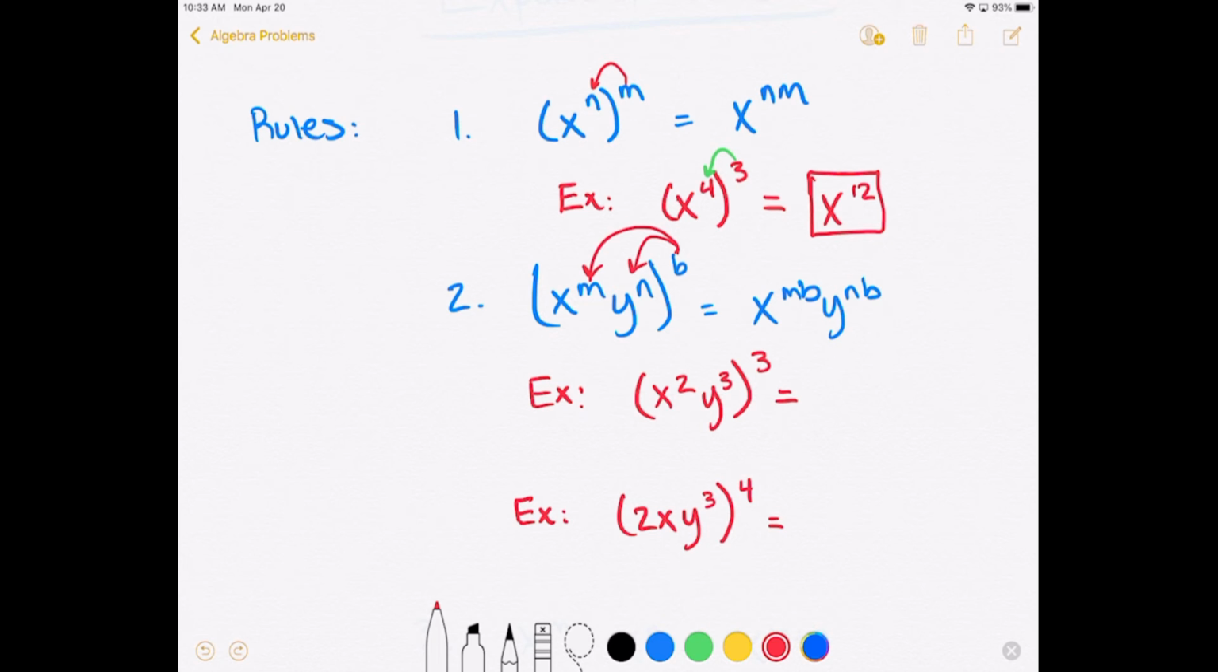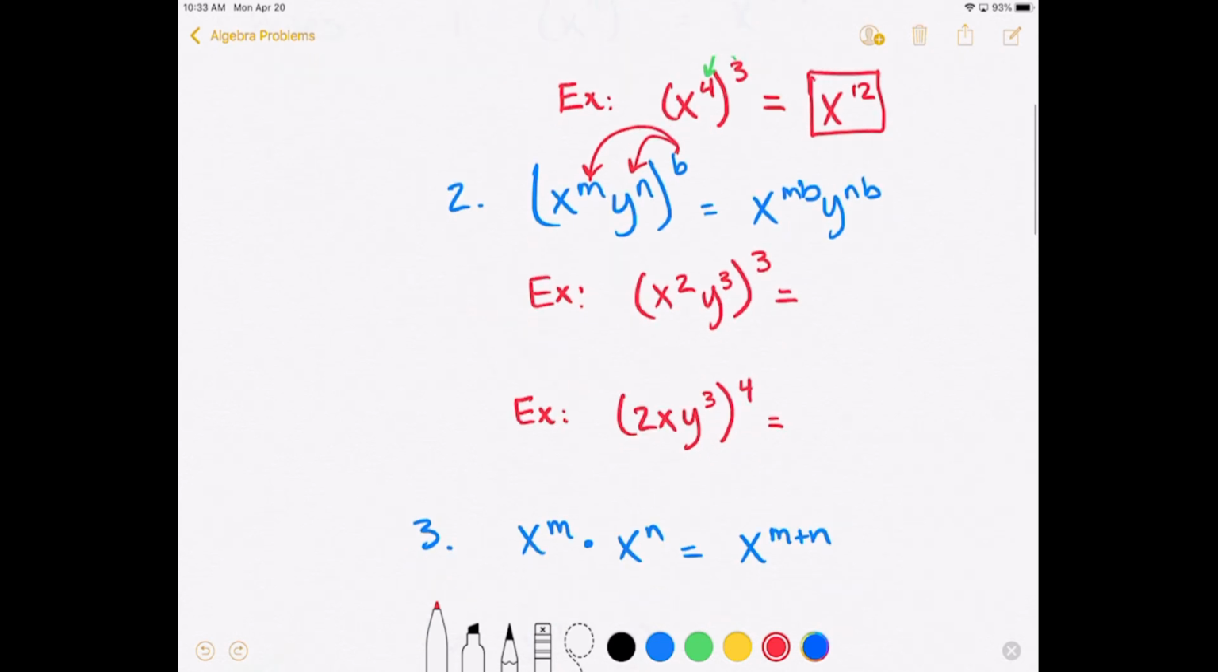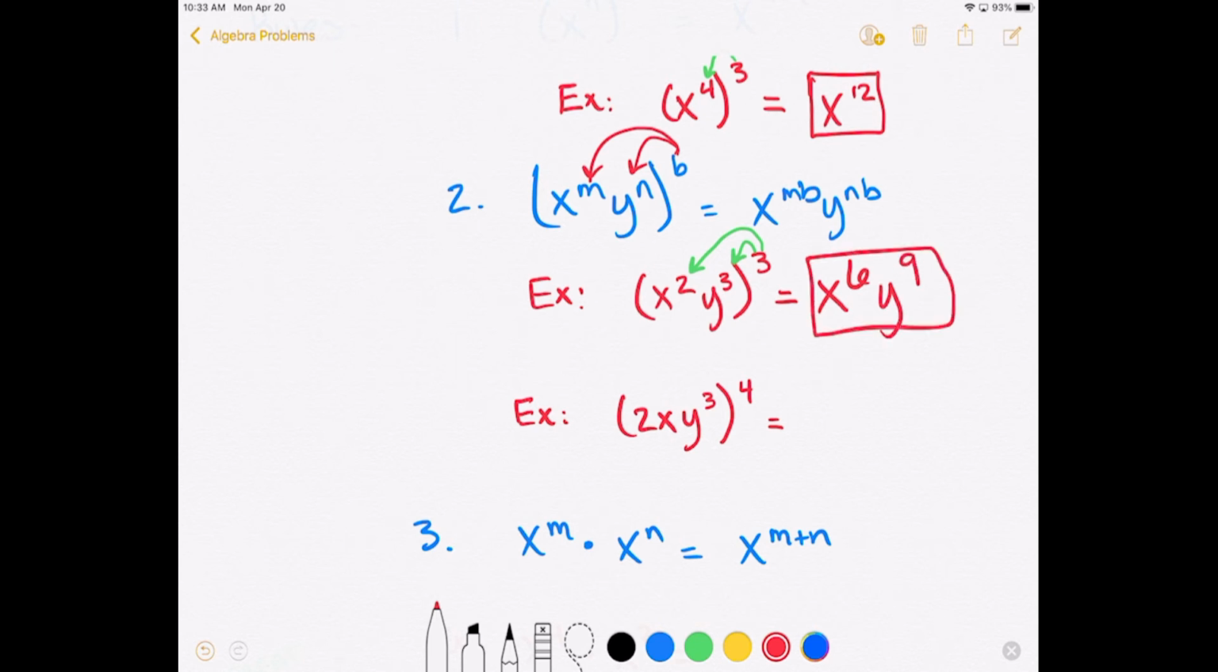Again, those are just letters, variables to make a general idea of this, but let's do some actual numbers to kind of understand it. This time I'm going to take this 3 that's on the outside and multiply it to both the exponents on the inside. So I get x to the 6th power, because 2 times 3 is 6, and y to the 9th power, because 3 times 3 is 9. So that is what we're going to do there. We're going to multiply it in. There can be multiple variables on the inside, you can still follow the rule.